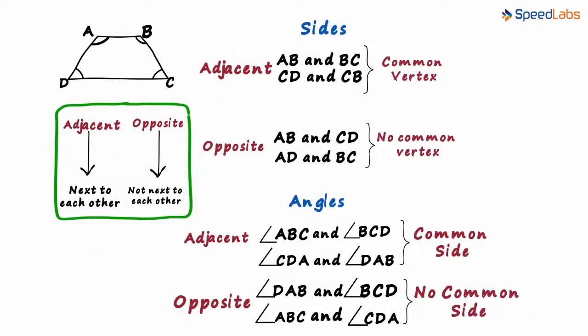You don't need to memorize all this. All you need to know is that adjacent means next to each other and opposite means not next to each other. Let's see one last concept in this video.